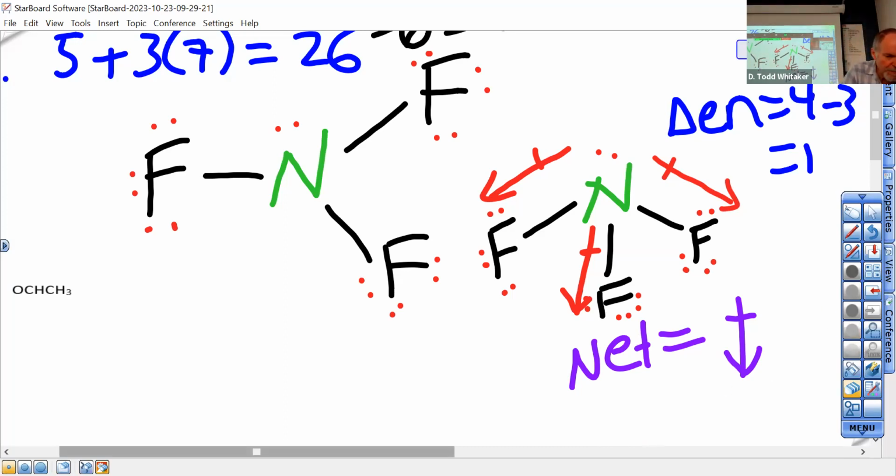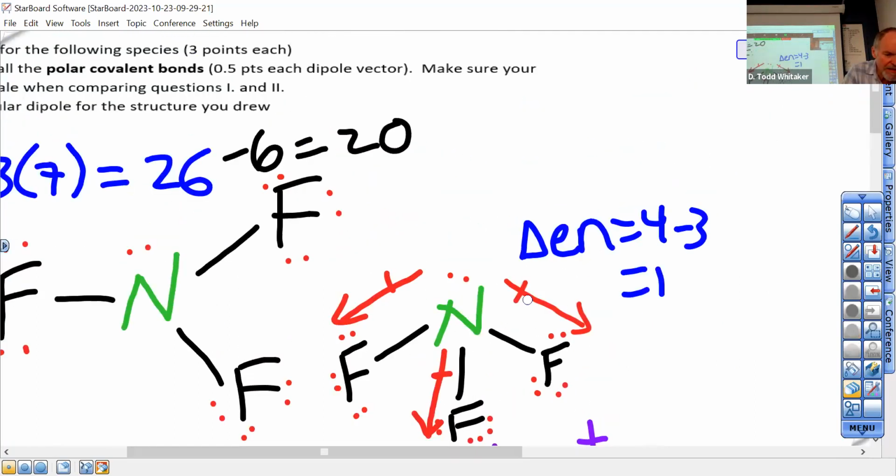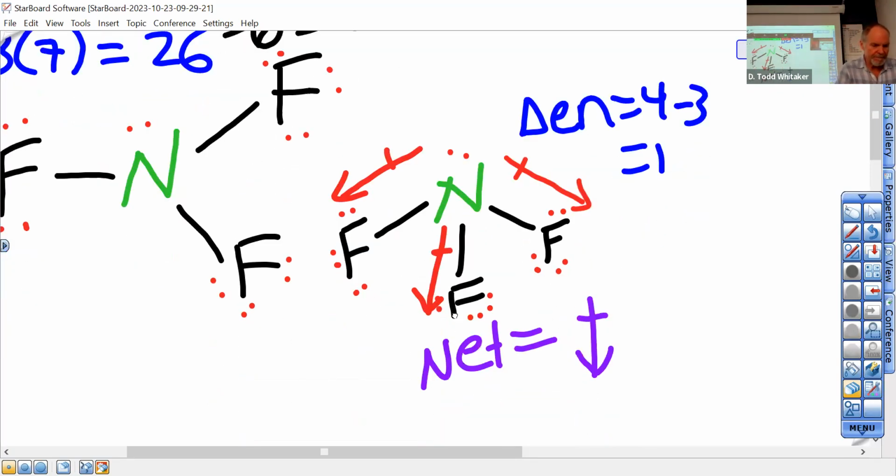The difference between the electronegativities is 4 for fluorine and 3 for nitrogen. I asked you how I knew those numbers. Front of periodic table. Okay.